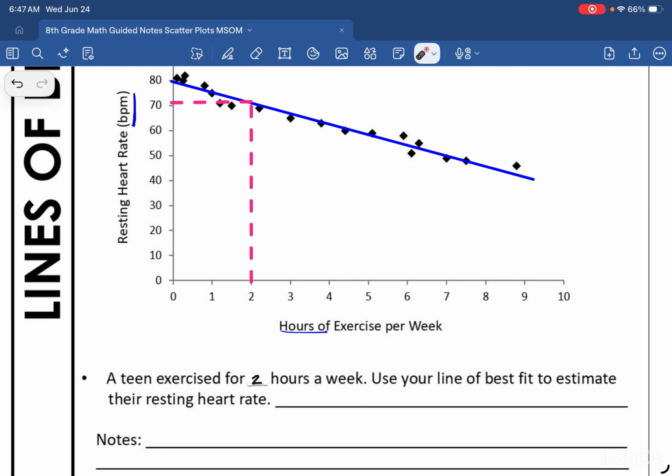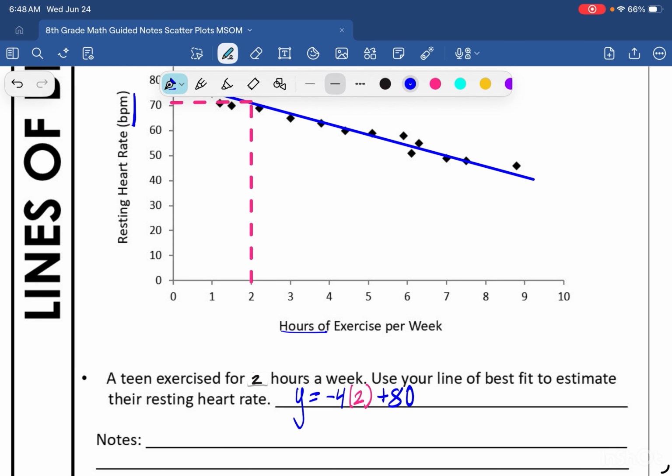A teen exercises for 2 hours a week. Use your line of best fit to estimate their resting heart rate. We will substitute in 2 for our x, because exercise is our x variable. After substituting, I will simplify. Negative 4 times 2 is negative 8, plus 80 is going to be 72. So we can estimate that the resting heart rate will be about 72.